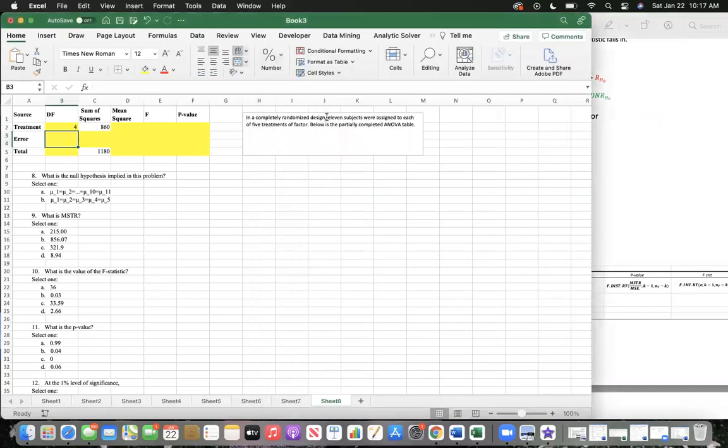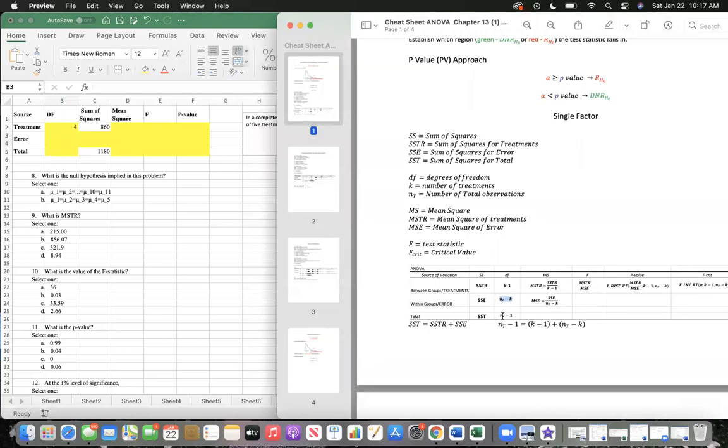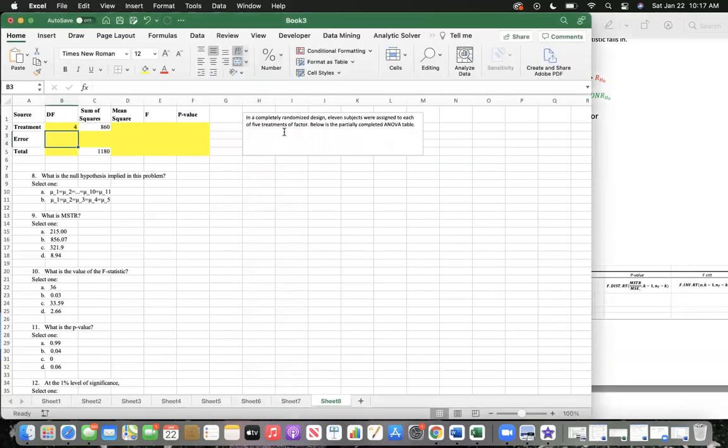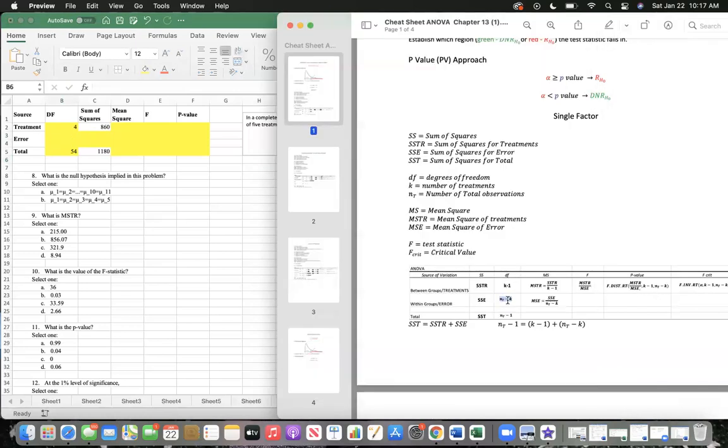So in here we have 11 and 5. So we're going to be multiplying 11 by 5 to get our N_T. Then we need to subtract 1. So what is 11 times 5? That's going to be 55. And then we need to subtract 1 for our degrees of freedom. So 55 minus 1. Okay, now to get our error, we can do our N_T minus k.